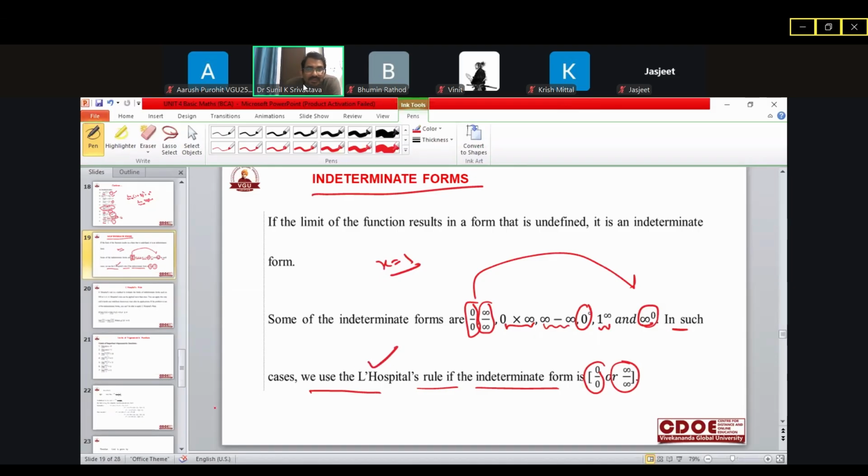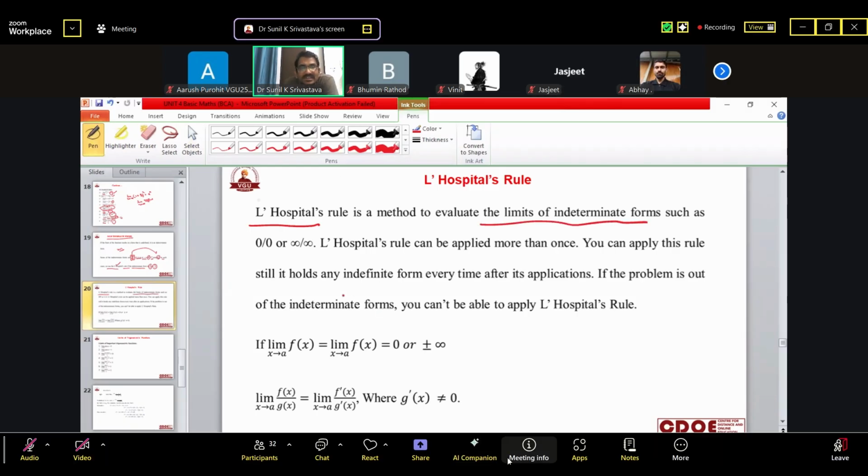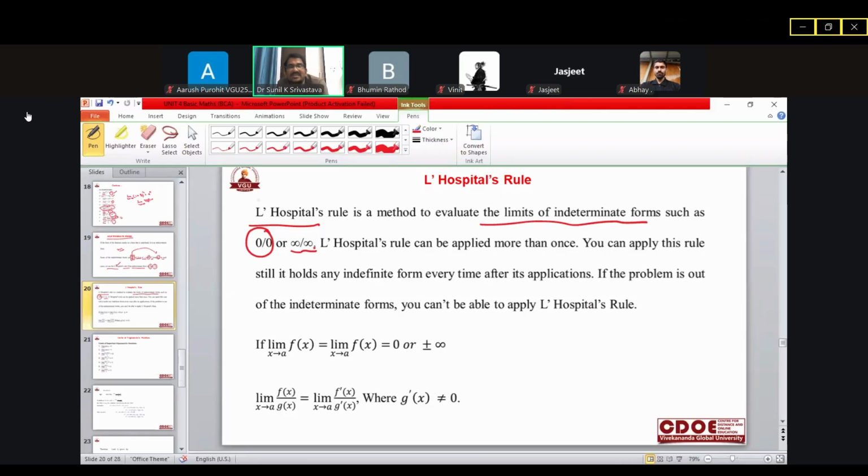L'Hospital rule means we differentiate the numerator and denominator of the function first, and then find the solution. So what is the L'Hospital rule? L'Hospital rule is a method to evaluate limits of indeterminate forms, especially 0 by 0 or infinity by infinity. If the function converts into this form, you can apply the L'Hospital rule.